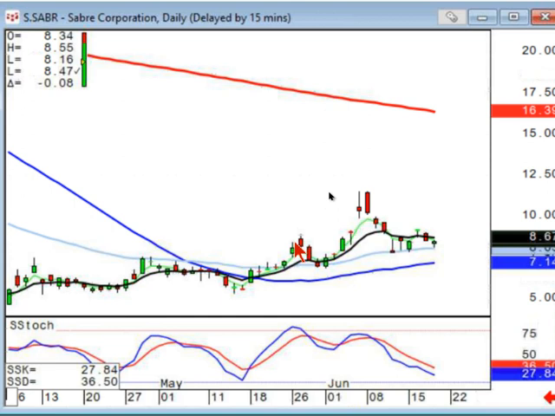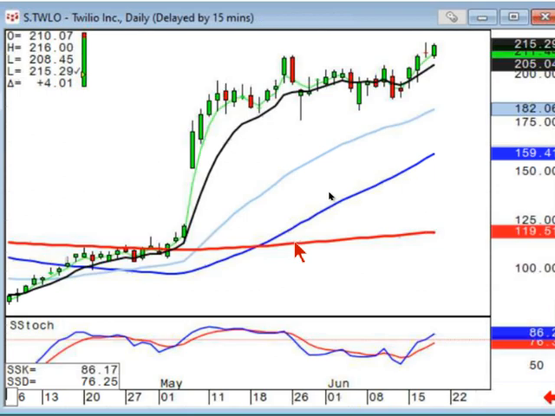Sabre, right now nothing. You should be out of this one. Trading below the T-line. Twilio. Stay long. It just went through this level, so you stay long as it stays above the T-line.